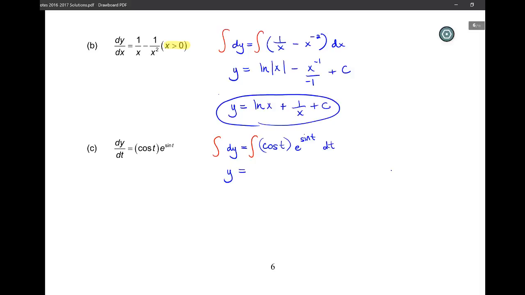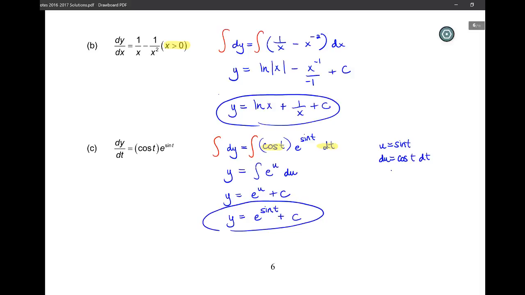Now, I want to integrate this, but I'm going to have to do a little u substitution here. So I'm going to let u equal sine t, and du then is going to be cosine of t dt, which I happen to have here and here. So I'm going to rewrite this as e to the u du. And here I get e to the u plus c. And we want to go back to what u is originally equal to, which was sine t. So e to the sine t plus c.